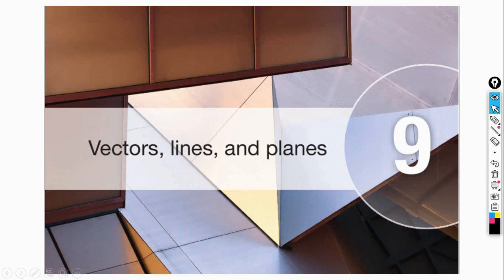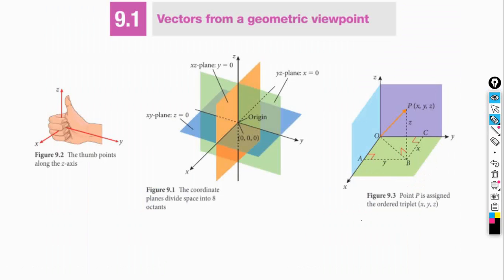Hello everybody. In this video we begin with Chapter 9, Vectors, Lines, and Planes. Specifically Section 9.1, Vectors from a Geometric Viewpoint. In this section we are going to consider a three-dimensional coordinate system in which points are determined by ordered triplets. We construct the coordinate system in the following manner.